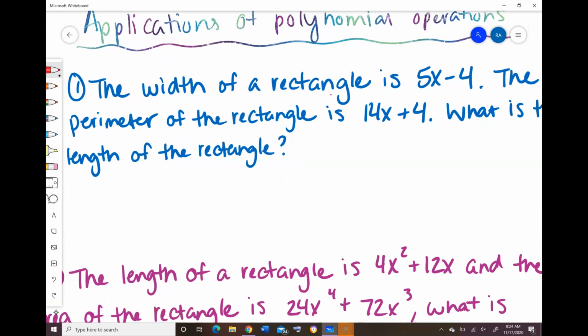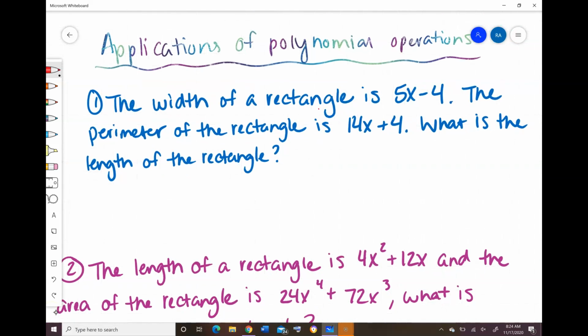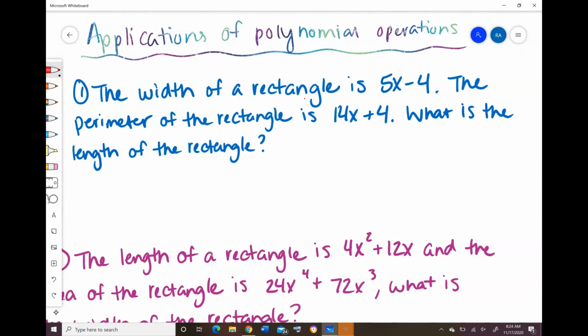All right, so we're going to do some applications with polynomial operations. We learned about polynomial operations a couple units back, and this is just going to be putting some word problems to them. So you're going to be adding, subtracting, multiplying, and dividing your polynomials, all right?